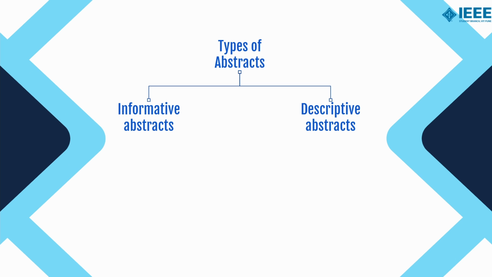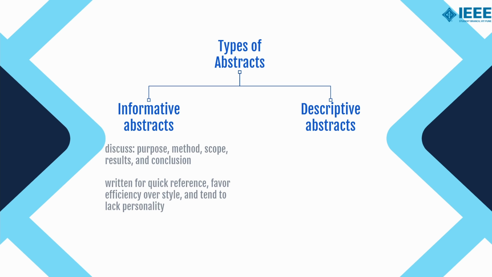Abstracts are broadly categorized into informative abstracts and descriptive abstracts. Informative abstracts discuss all the need-to-know details of your paper, like its purpose, scope, the methods used, results, and conclusion. They are the go-to format for scientific and research papers. These abstracts attempt to outline the entire paper without getting into the specifics. They are written for quick reference, favor efficiency over style, and tend to lack personality.